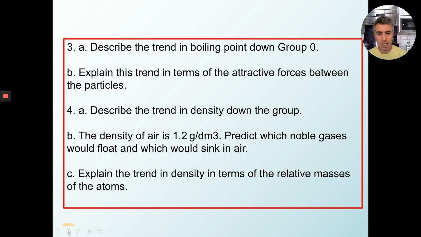Describe the trend in density going down the group. Oh my gosh, I said earlier the density of air is 1, but it says here the density of air is 1.2. Shame on me. Which noble gases will float and which would sink? And then explain the trend in density in terms of the relative mass of the atoms. Maybe if you go back to your question 1 where you've drawn them and you look at them, you can explain why helium is less dense than something else.